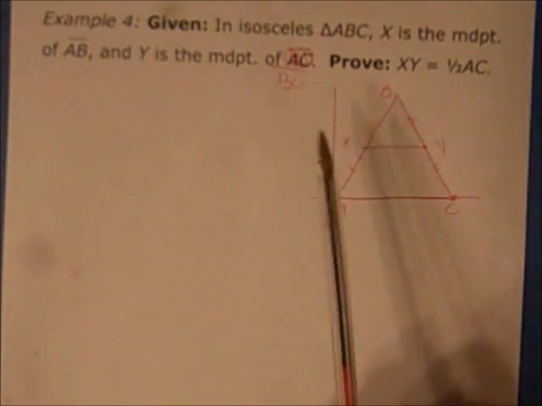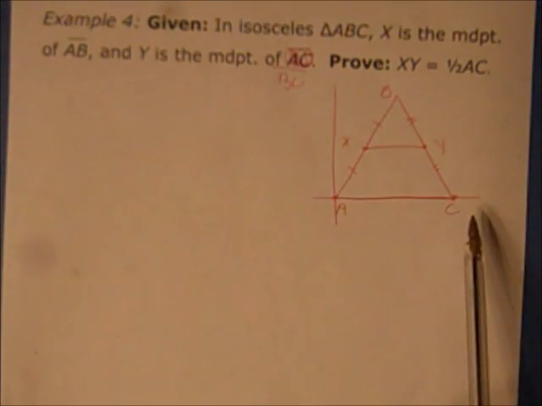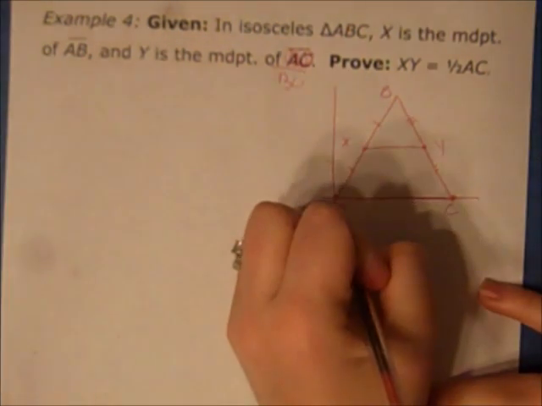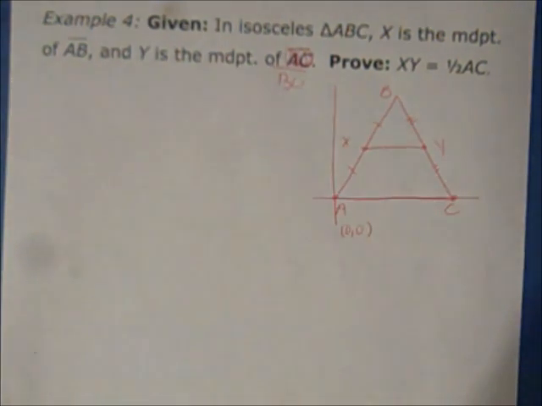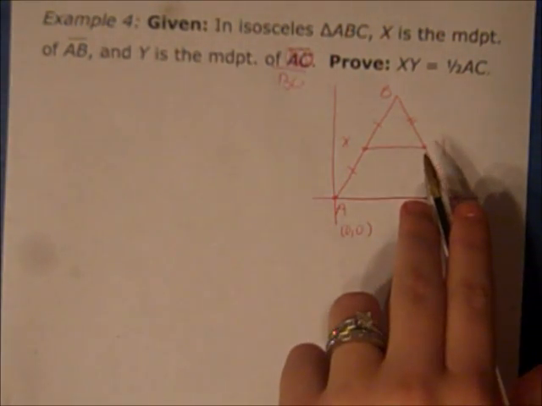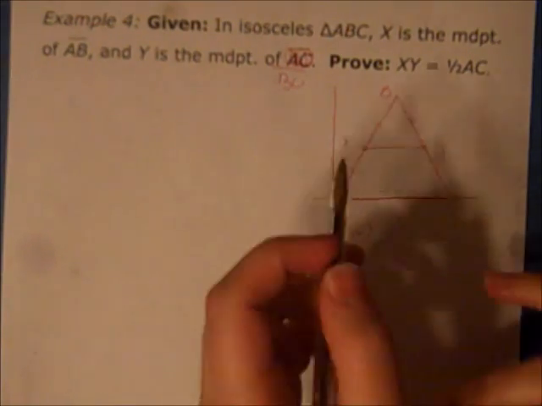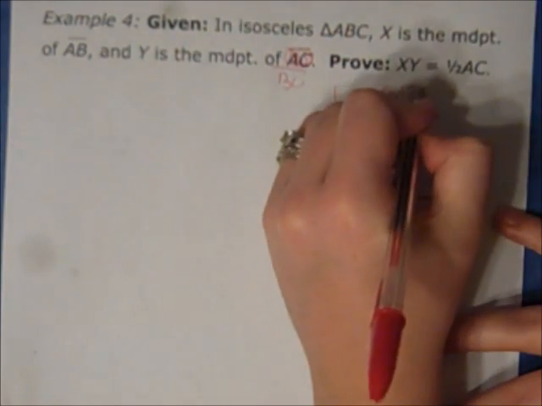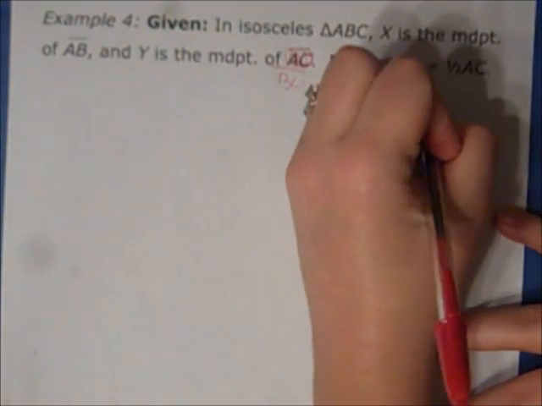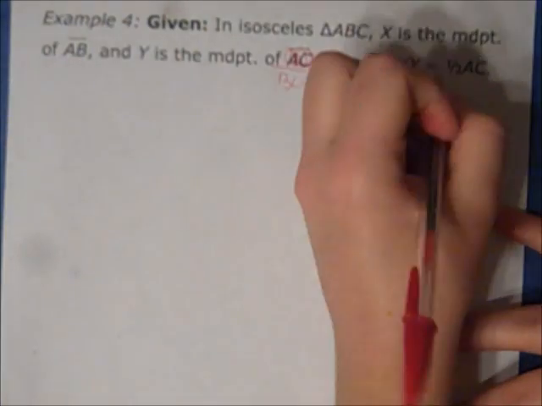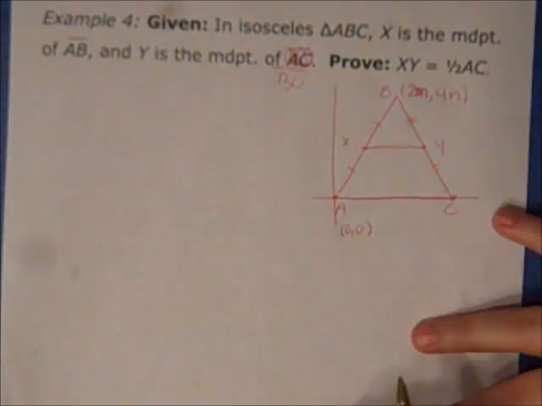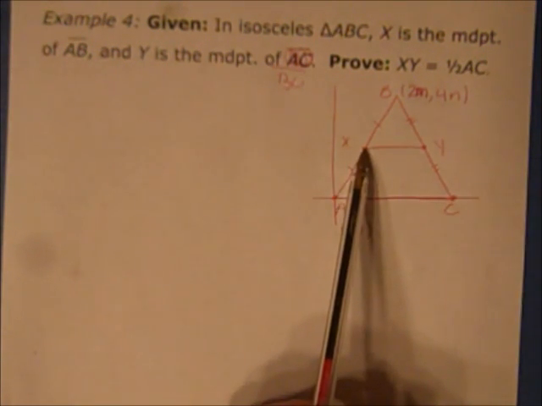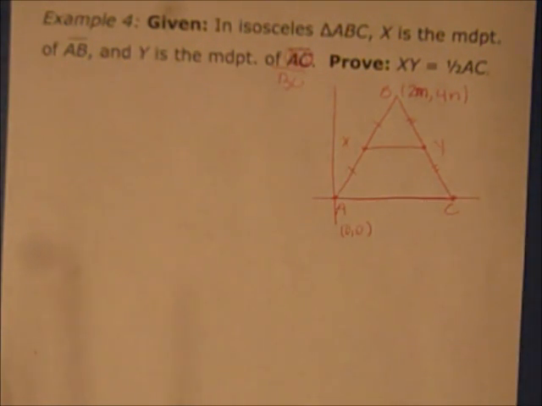Now I'm doing midpoint here, so I want to use even numbers so I can cut this in half. So A, I'm still going to call 0, 0. B, I am going to call, let's see, what would be easy to cut in half? Let's not use x because I'm already using that. Let's call it 2m, 4n. That way when I cut these in half to find the coordinate for x, I don't have to worry about fractions and decimals and all that.